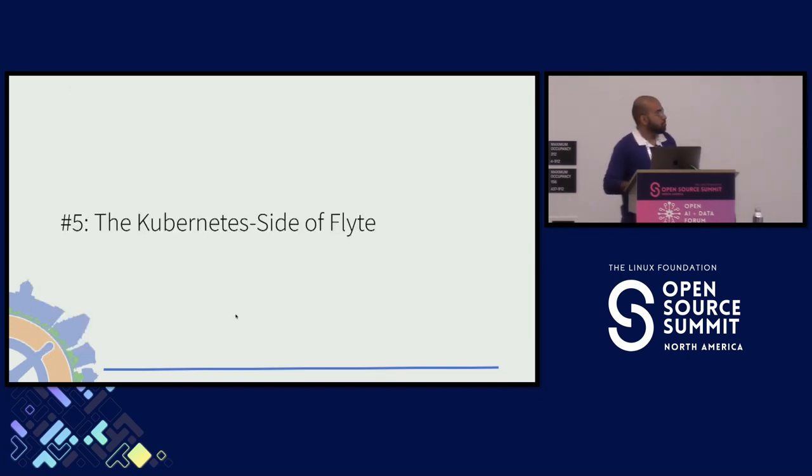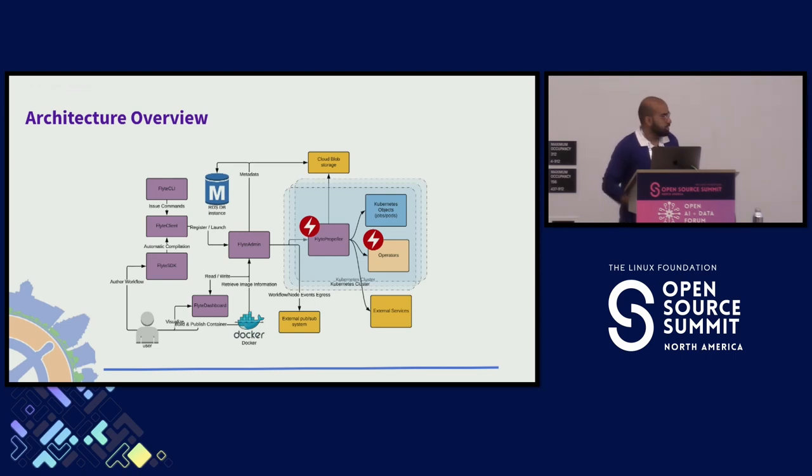Let's talk about the Kubernetes side of Flyte. This is a general overview of the architecture of Flyte. Let's go through the whole architecture. I am a user here. If I want to create a new workflow, I call the Flyte SDK or the Flyte CLI and register a new workflow. The workflow goes to Flyte Admin, which stores that workflow in an RDS instance or S3, whatever is configured. That is just the registration part of the workflow. The workflow has not yet begun.